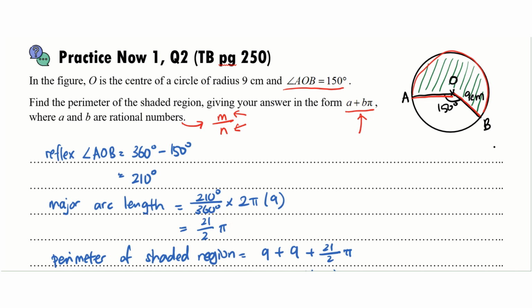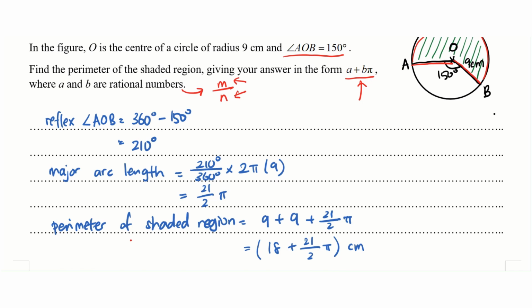So you should not be pressing into the calculator for the entire expression. What you could press into the calculator is 210 over 360 times 2 times 9, ignoring the pi. Following from there, we will get the perimeter of the shaded region, which is the two radii 9 cm plus 21 over 2 pi, and we get the answer 18 plus 21 over 2 pi cm.